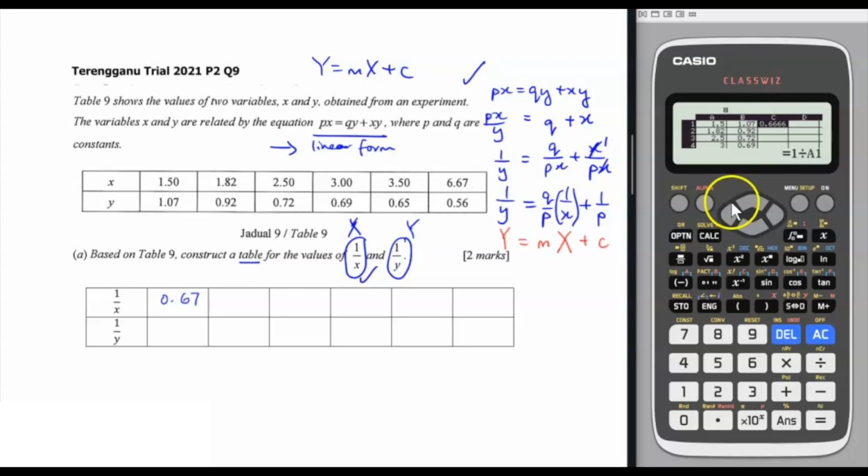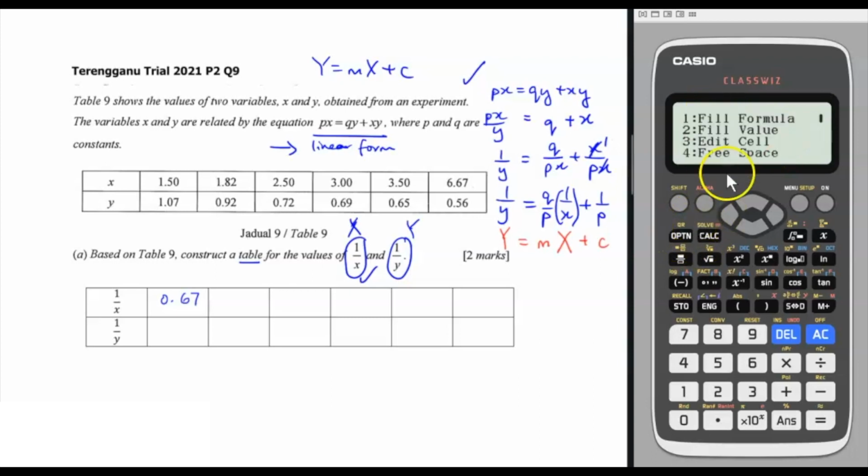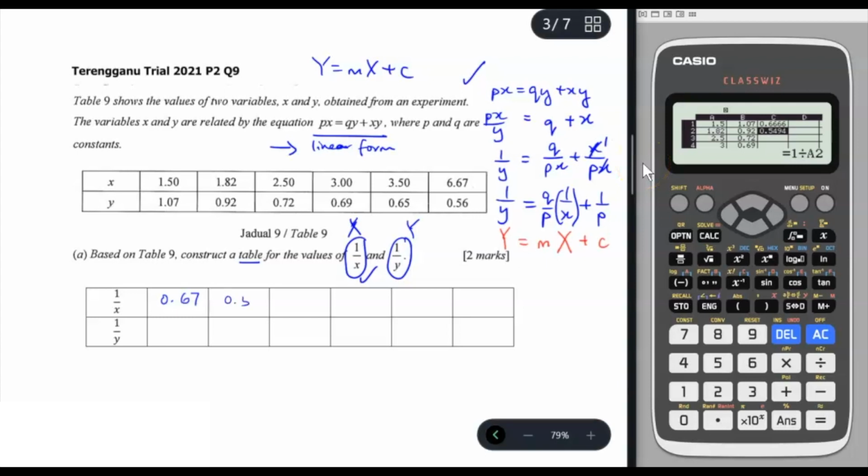Okay, so we got the first data already. So we do the same for the next one. This one, C2, is also 1 over x, but this is 1 over A2. So go to Option, press 1, and then you press 1 divided by A2. Okay, so A and then 2. So press equals 2 times. So you get 0.5494. If you round up, it'll be 0.55, 2 decimal places. So 0.55.